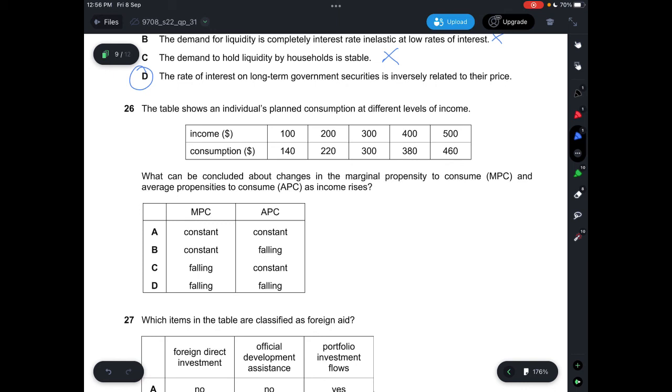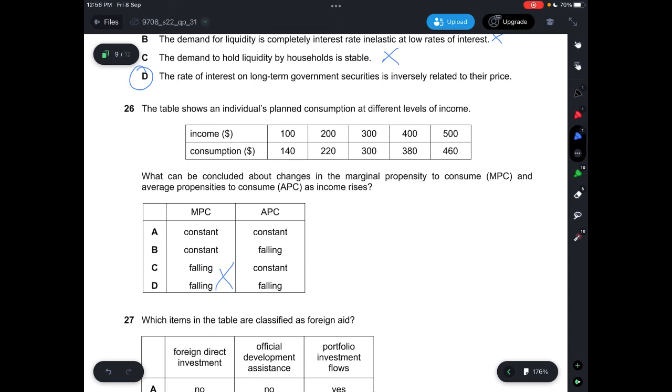Question 26, the table shows an individual's planned consumption at different levels of income. What can be concluded about changes in marginal propensity to consume and average propensity to consume as income rises? So in the beginning, your income is only 100 and your consumption is 140. So it's basically negative. And then when it increases, it's basically coming from negative to positive. So you'll see there's a constant rise in your consumption. So for this one, your MPC should be constant, so C and D is wrong.